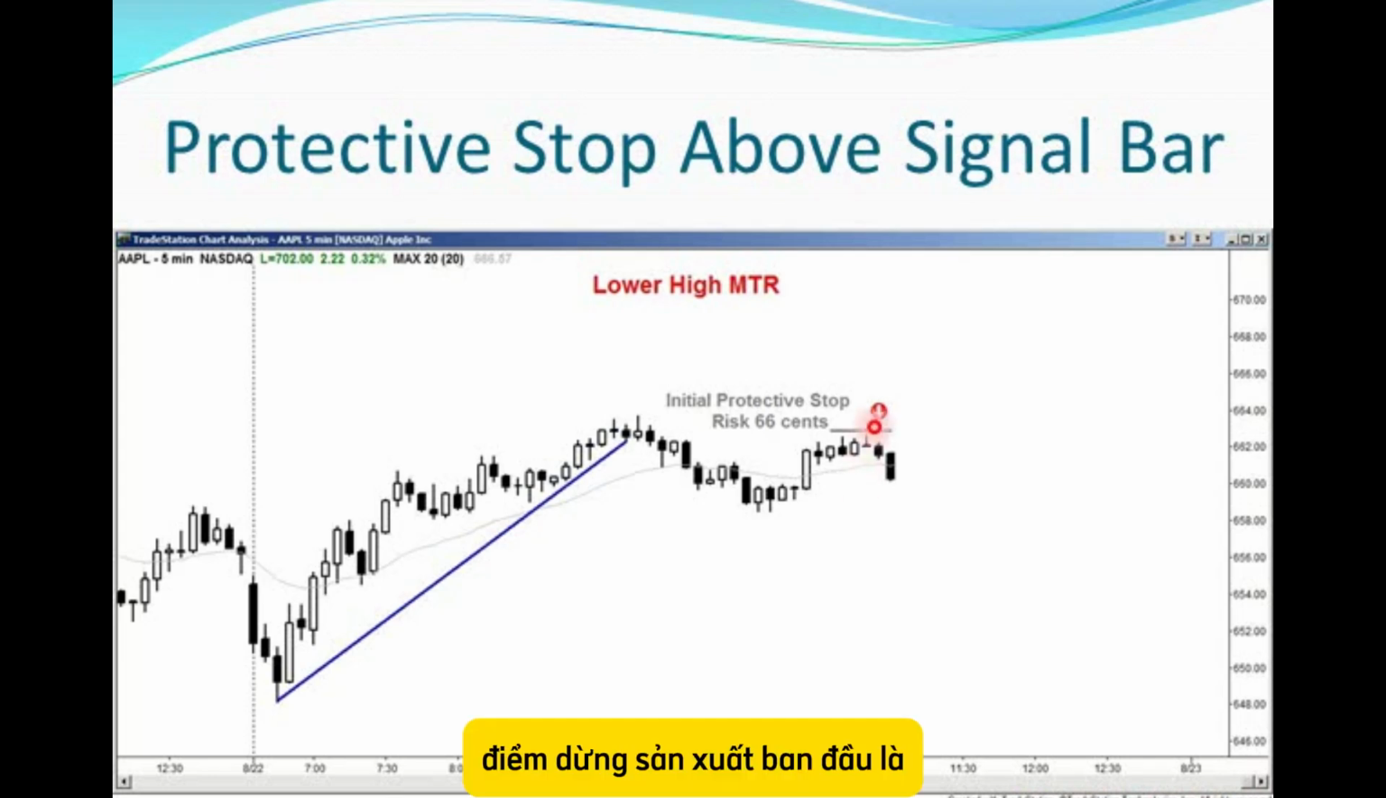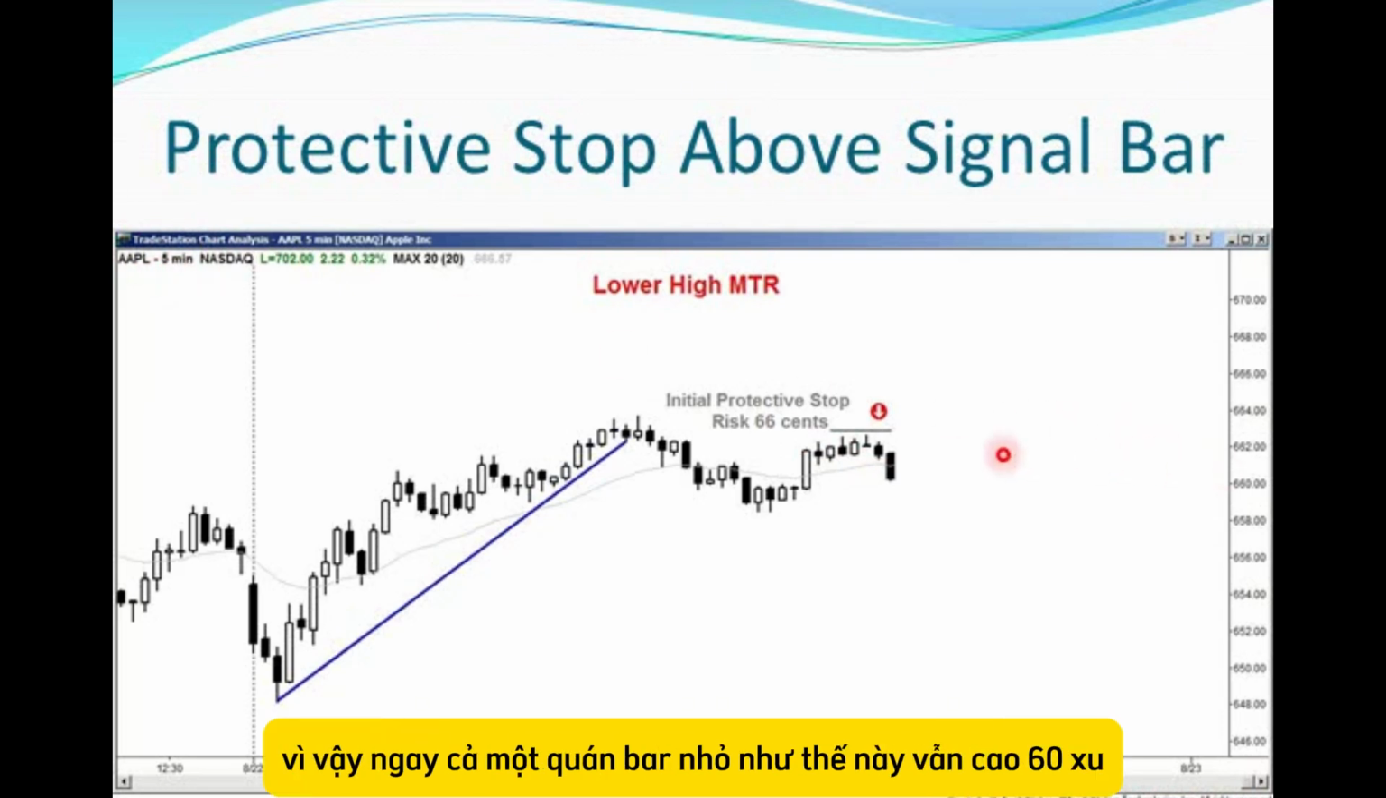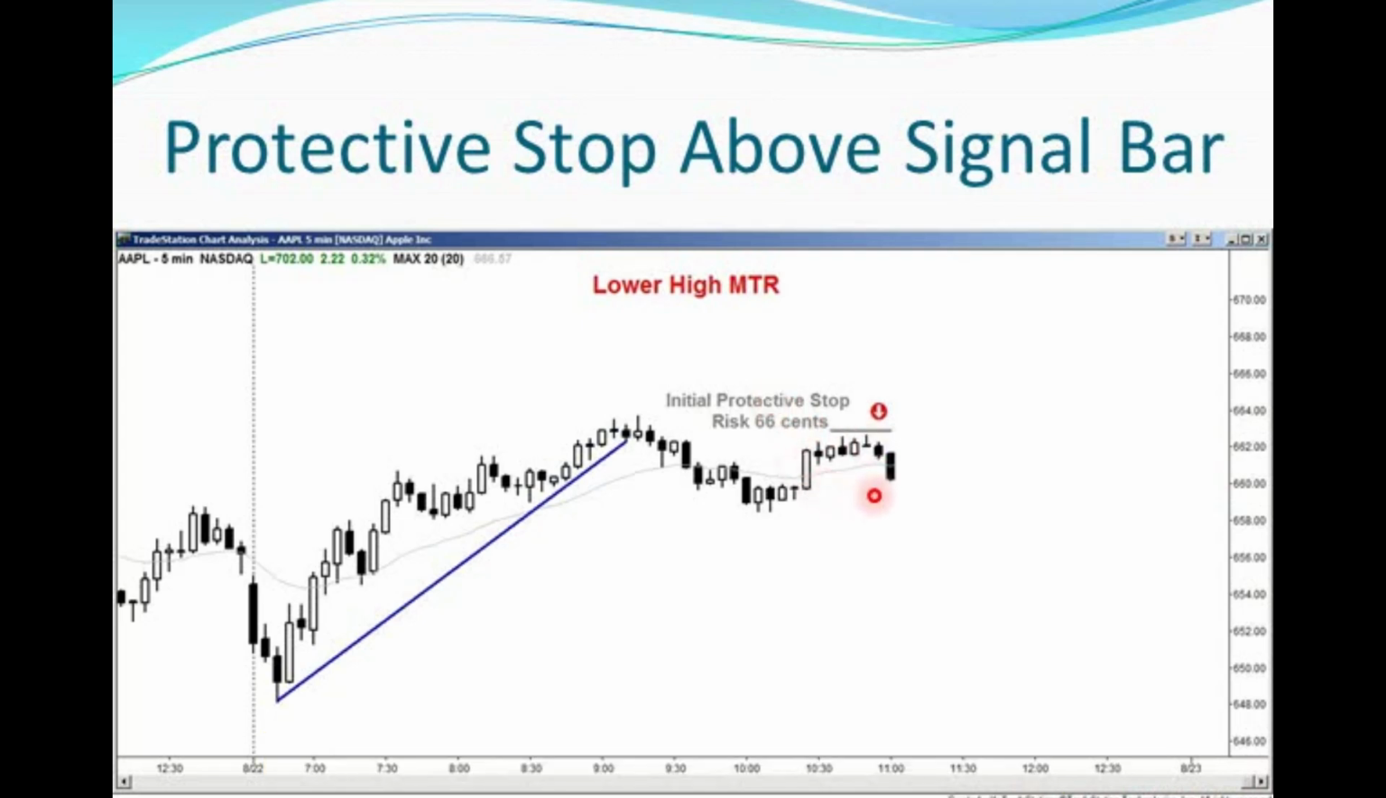The initial protective stop is one tick above the signal bar, and the entry is one tick below, and in this case the stop is 66 cents away from the entry price. This is Apple, a 5-minute chart, and right now it's a $600 stock, so even a little bar like this is still 60 cents tall.